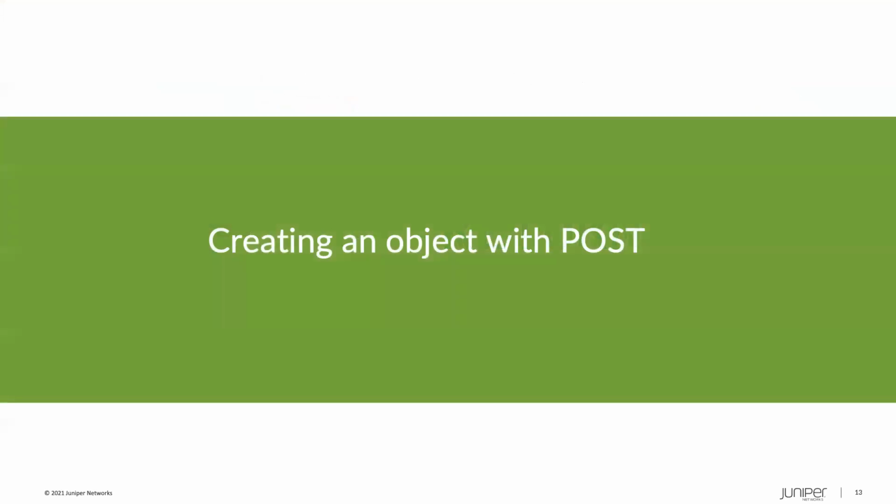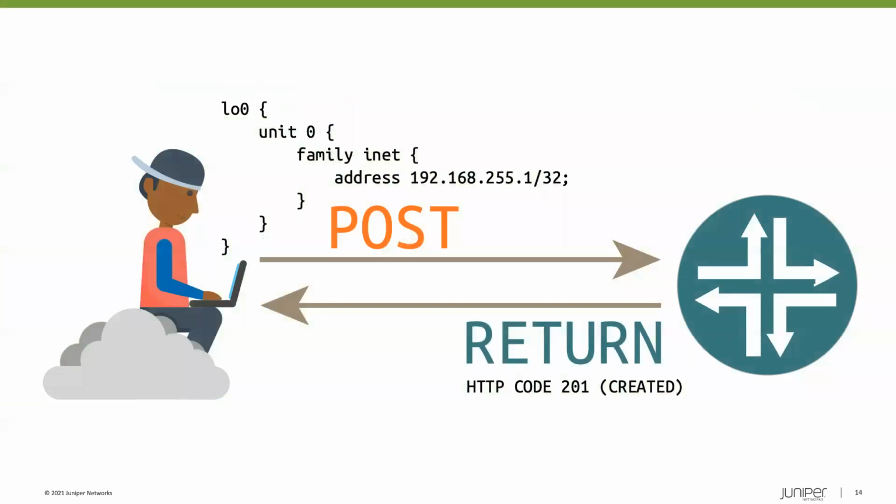Now, what if you actually wanted to create something on a remote device? Let's say you wanted to create an interface configuration that didn't already exist on the remote device. Well, for that, we're going to be doing what's called a post operation. And the idea in this case is that the user is going to be creating a loopback 0 interface with an IP address associated to it.